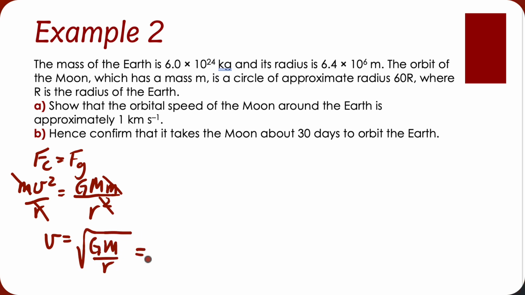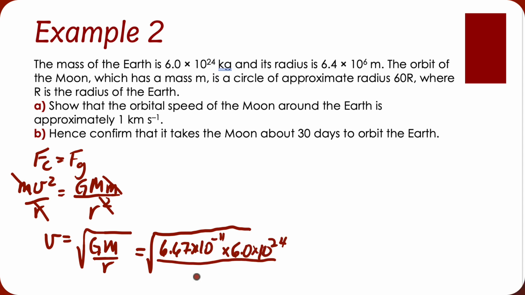Now if I put these numbers in, because this is a show that question, you have to show the full substitution as well as an unrounded answer. This is going to be 6.67 times 10 to the minus 11, and the mass of the Earth. And it says it's at 60 times our radius. And if I pick up my handy dandy calculator, I'm going to get 102 meters per second. Remember, unrounded answer because I need to show that it rounds to this.